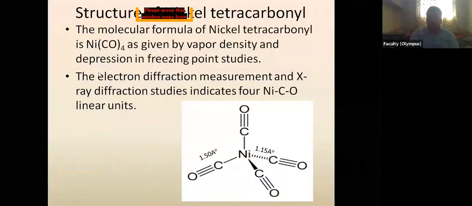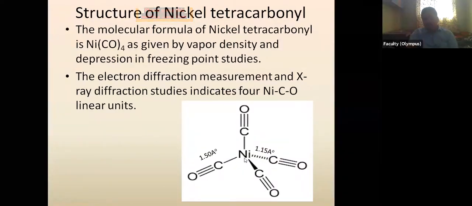atom. Now the electron diffraction measurements and X-ray diffraction studies show that there are 4 linear NiCO units. The arrangement of these 3 atoms, nickel, carbon and oxygen, is linear, and 4 such linear units are there in the structure of nickel tetracarbonyl. So we may write the structure of nickel tetracarbonyl as this one. At this point we don't know the geometry. The geometry may be tetrahedral, maybe square planar, or maybe other.